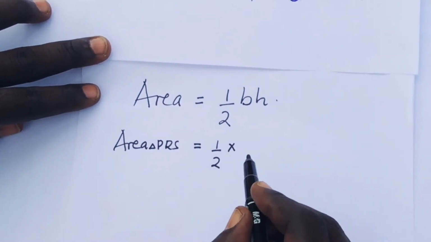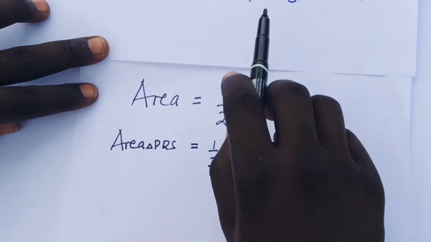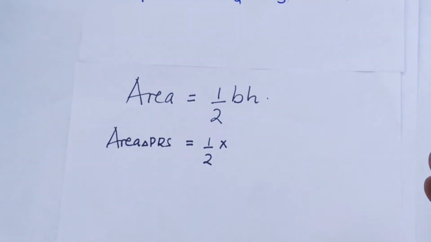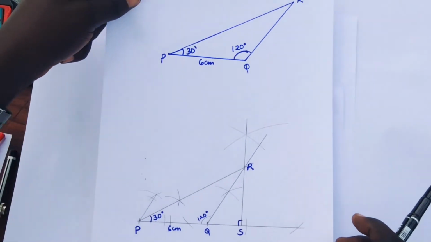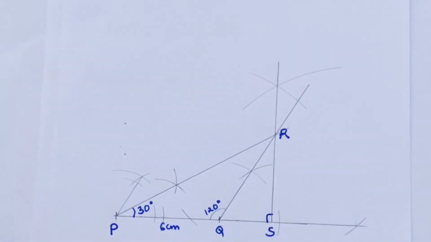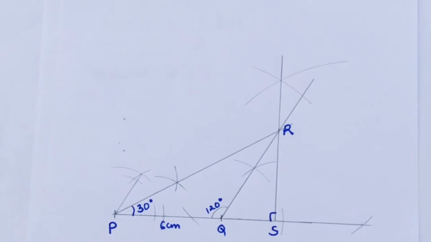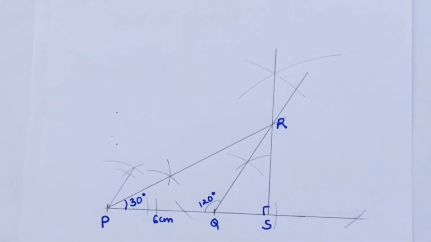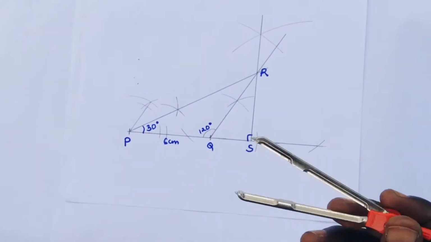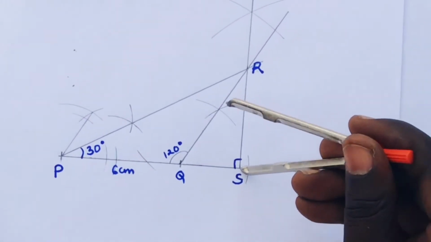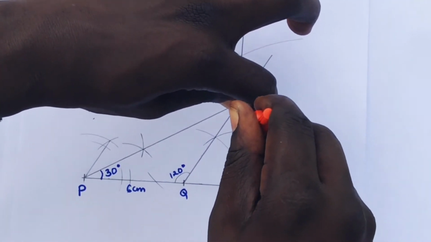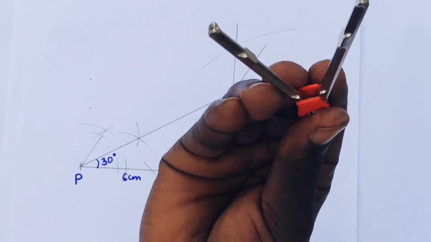times the base. Now we don't know the base length because we don't know QS. That length we don't know, but you can now find it. How? Let's get our drawing closer and then state those lengths because we need them. This is where I told you we could make use of our divider. Many of you don't use this. So we now use this divider, to put at point S, extend it to point R. So this is our gap of the length which is required.